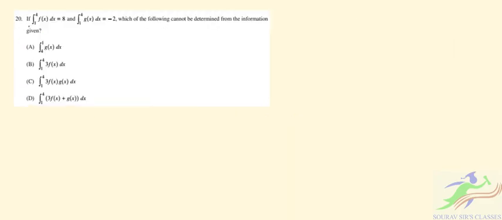Question number 20 is saying that if the integral from 1 to 4 of f(x) g(x) dx is equal to 8 and the integral from 1 to 4 of g(x) dx is equal to minus 2, then which of the following cannot be determined from the information given? This is the topic of applying properties of definite integrals.